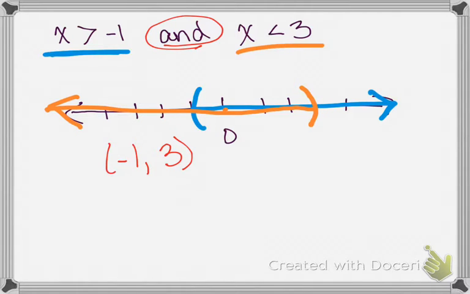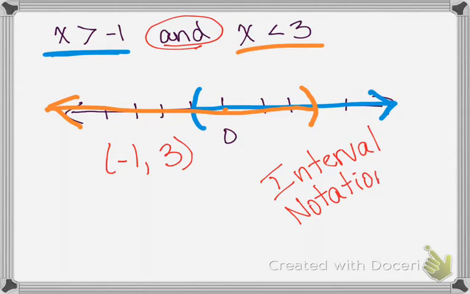So when we are talking about and, our interval notation answer looks like what? What does that look like? A graphing point. That's called an ordered pair.